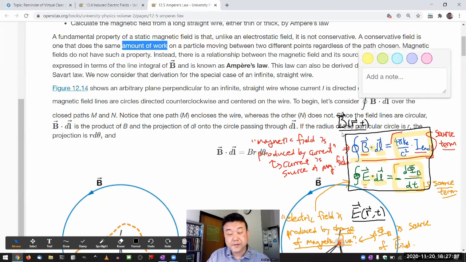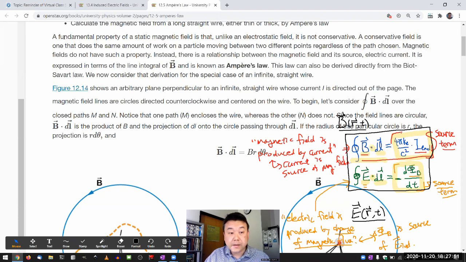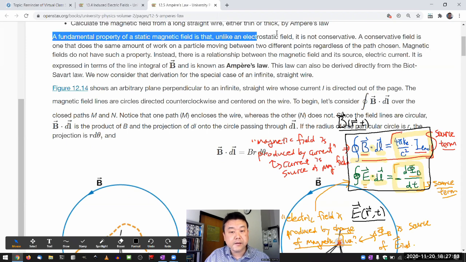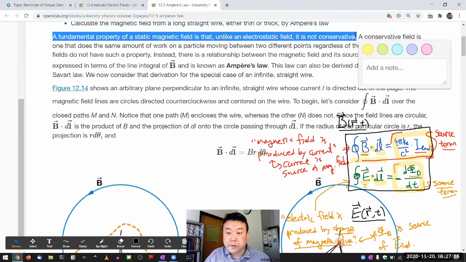But for magnetic field, because the magnetic force is really weird, this line integral doesn't correspond to the work done by a magnetic field. But with that caveat, what they say here is absolutely right: the property of magnetic field as a vector field is that it's not conservative. And that has a very, very specific mathematical meaning that I want to point out.